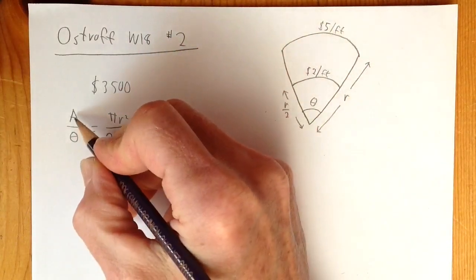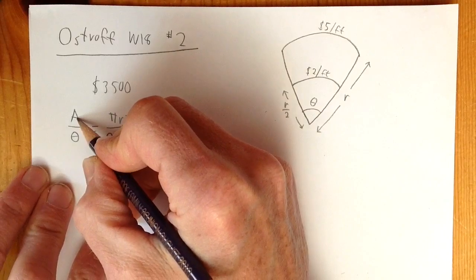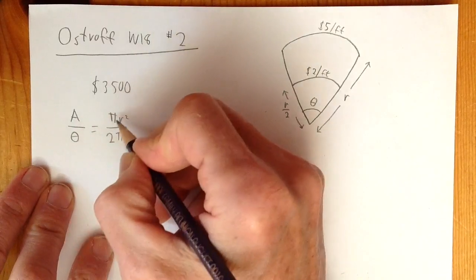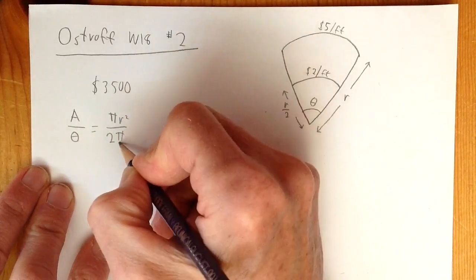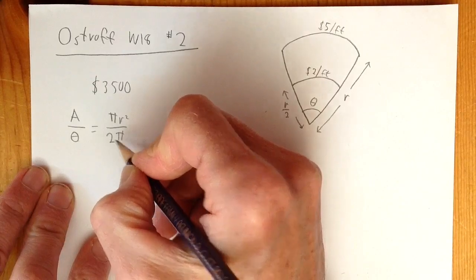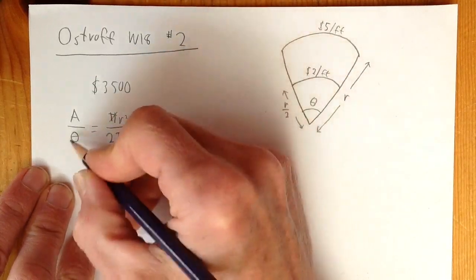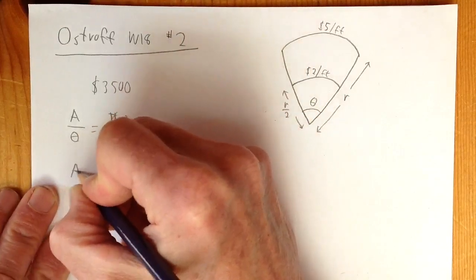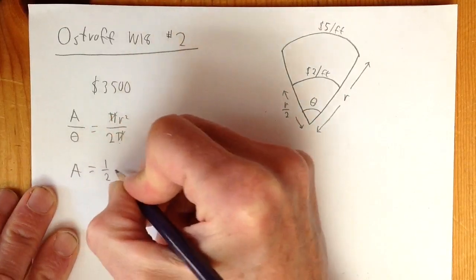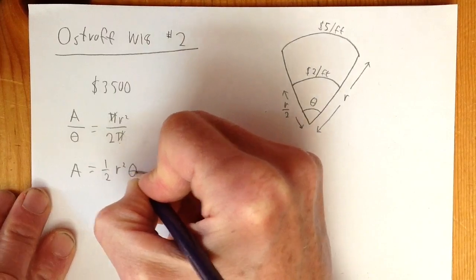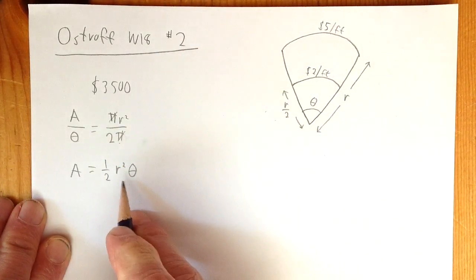And so the smaller area of the wedge, the part of the circle, is to the theta of the part of the circle as the full area of a circle is to the full angle of a circle. So the pi's cancel. We have a half r squared, put the theta over there. So the area is 1/2 r squared theta. We want that to be as big as possible.